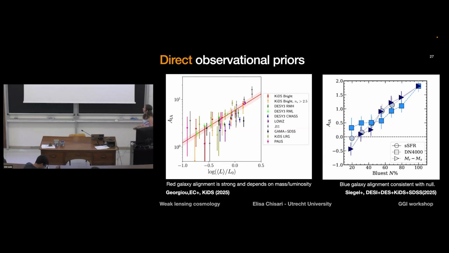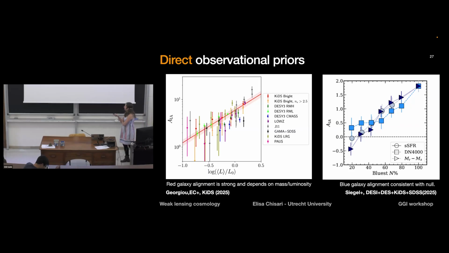What about the blue? For the blue, these are results from Jared Siegel from some recent DESI analysis with some DES KiDS and SDSS shapes. Generally, if you take the bluest galaxies in DESI, you find that their alignment is consistent with null. If you start relaxing the criterion for what fraction of blue galaxies I have in my sample, then you start seeing some alignment. But the bluest galaxies are generally consistent with null.